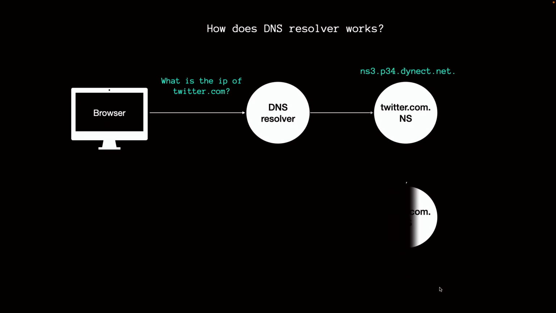Now the DNS resolver will make the request to the twitter.com authoritative name server and it will respond back with the IP address of twitter.com. So this is the complete life cycle of a DNS query and how a DNS resolver finds the IP address of a website.